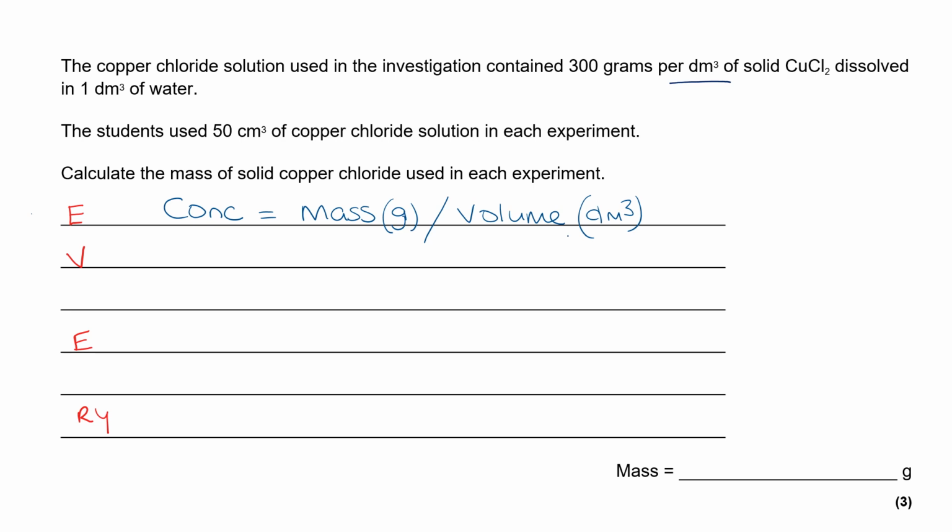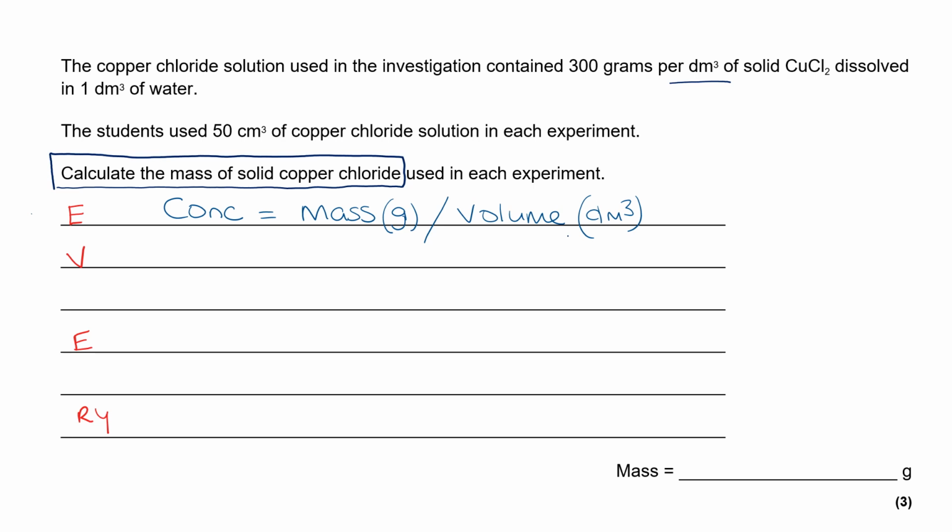Always start off by bugging the question, and that means to box off the command of the question. In this question, the command is asking you to calculate the mass of the solid copper chloride that was dissolved in the liquid to make the solution.